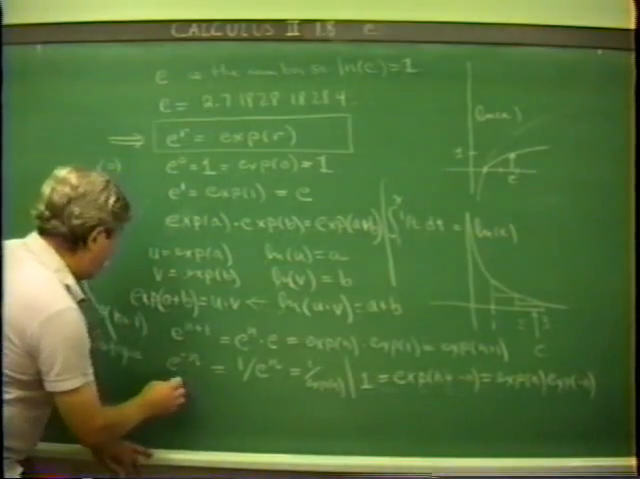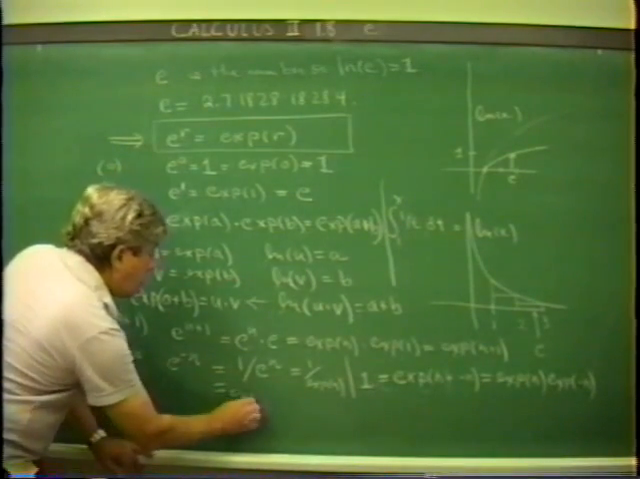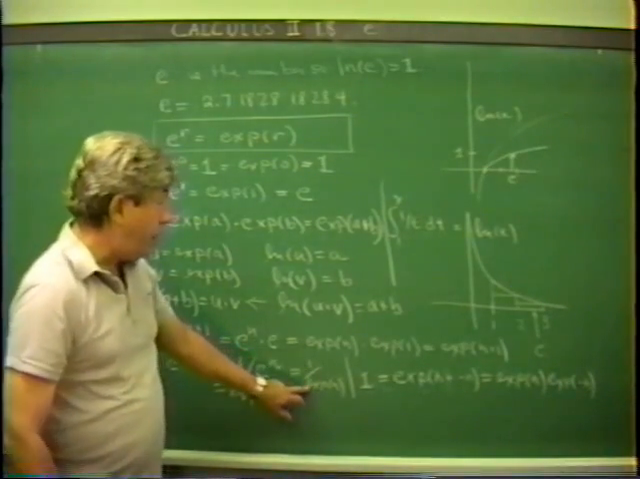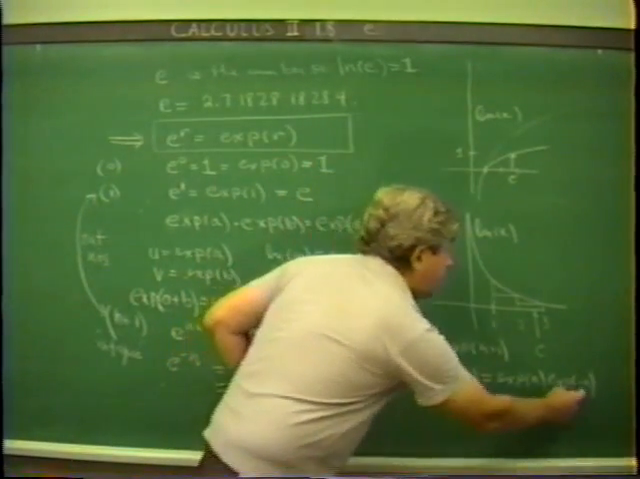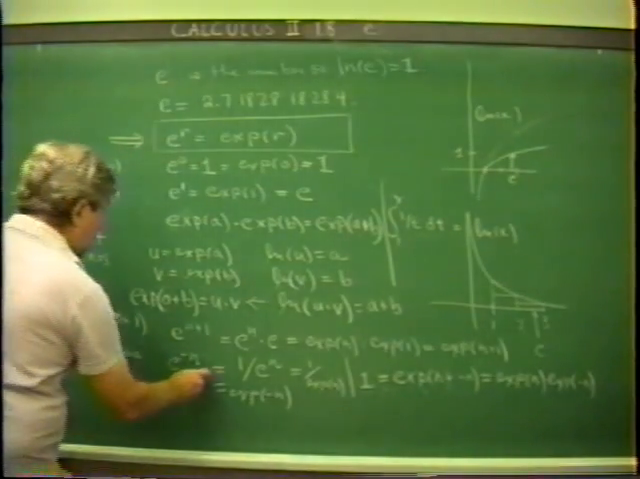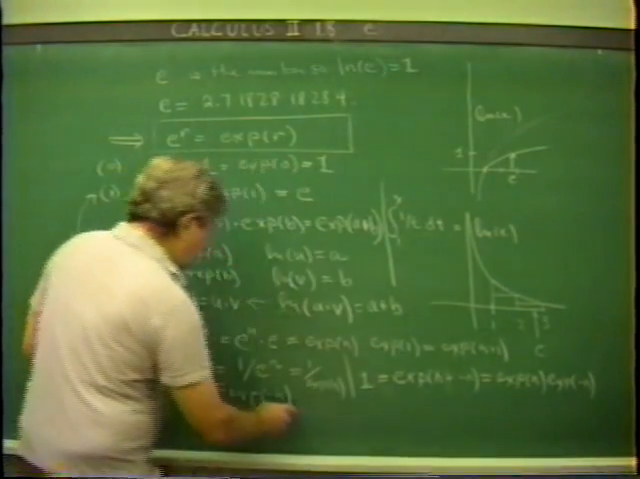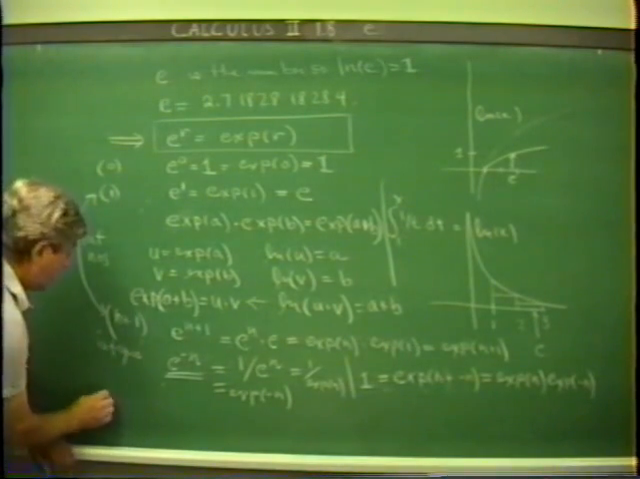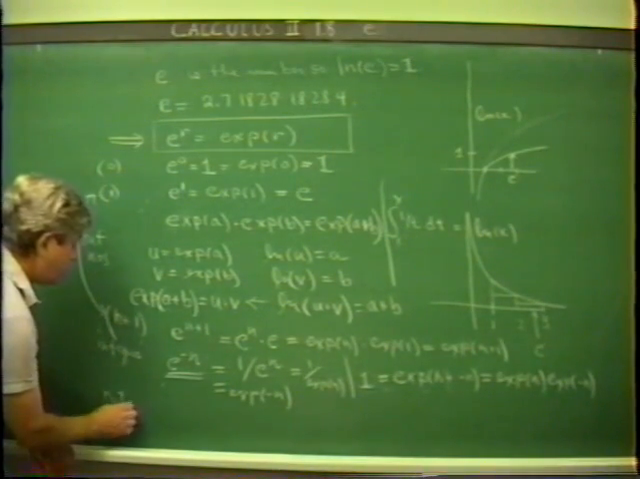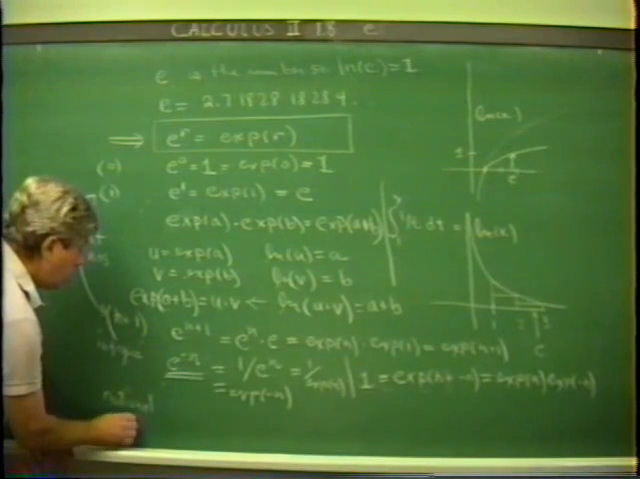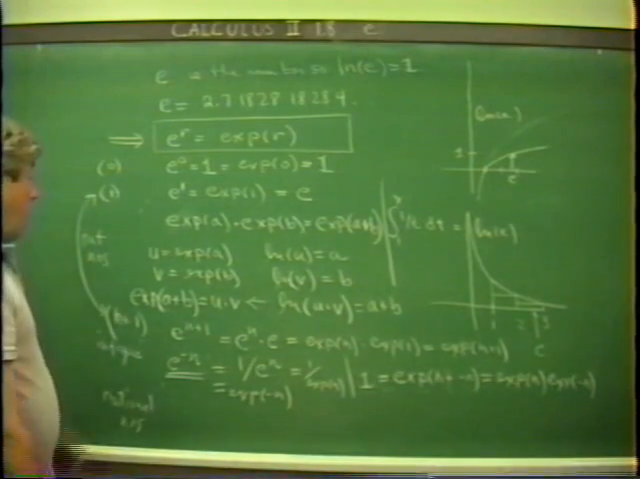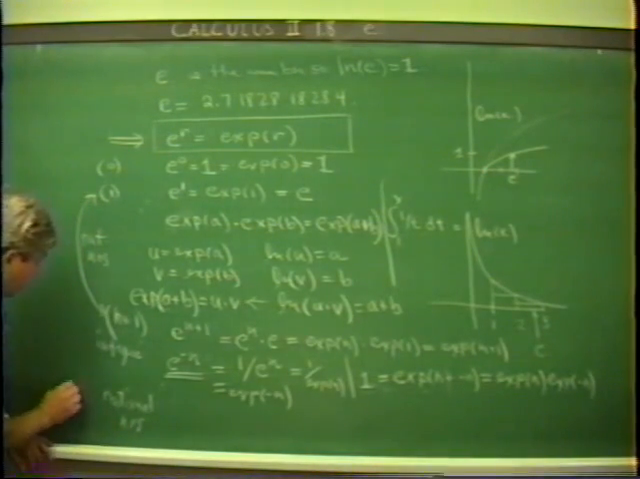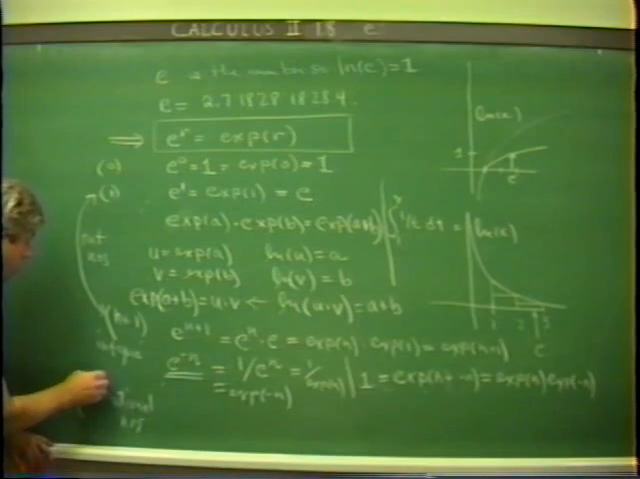And so e to the minus n is 1 over e to the n, 1 over exponent of n. But 1 over exponent of n is exponent of minus n. So we get e to the minus n is equal to exponent of minus n. We now have that this holds true for all the integers. It's now time to look at the rational numbers and determine that it holds true for the rational numbers.